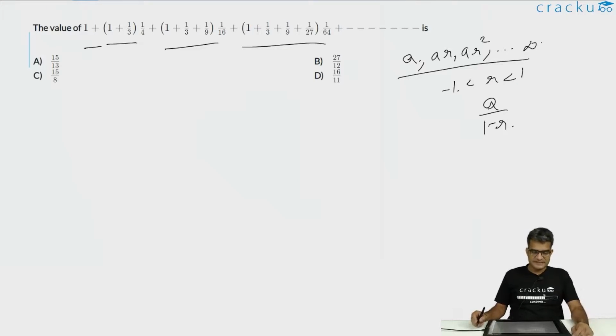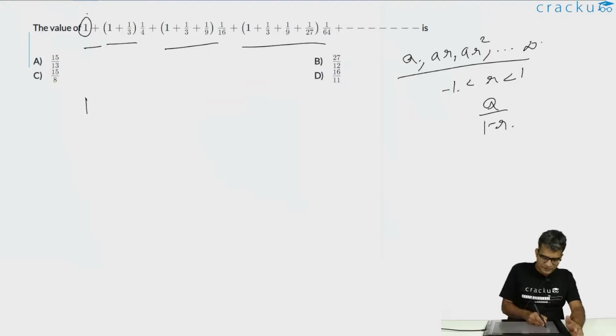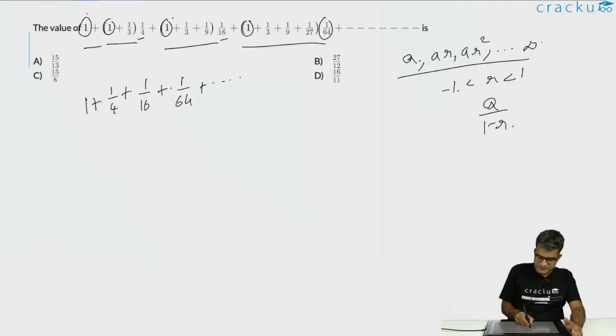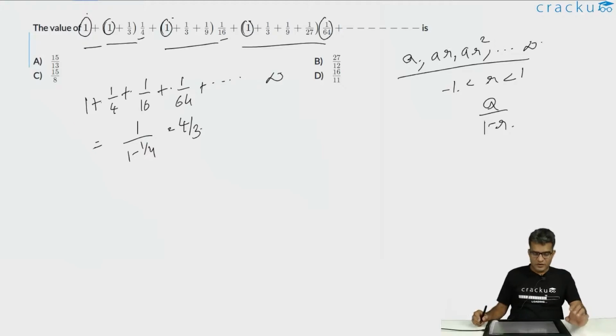In this particular case, if you are looking at the contribution of 1 in all the brackets, that will be 1 plus this 1 into 1 by 4, that is 1 by 4, plus this 1 into 1 by 16, plus this 1 into 1 by 64 and so on. This is a geometric progression where the common ratio is 1 by 4. So this will be equal to 1 divided by 1 minus 1 by 4, which is equal to 4 by 3.